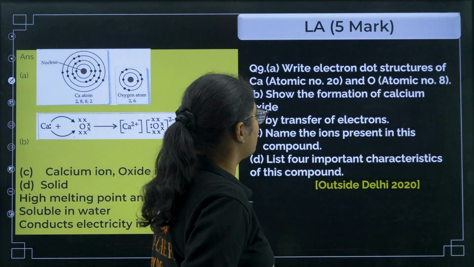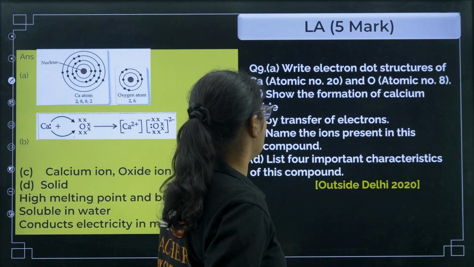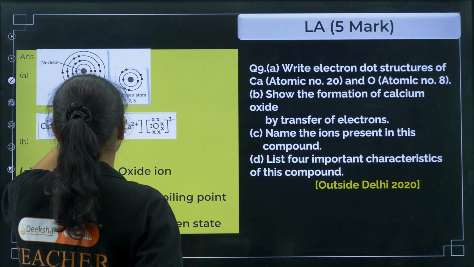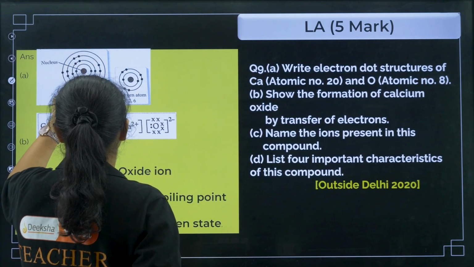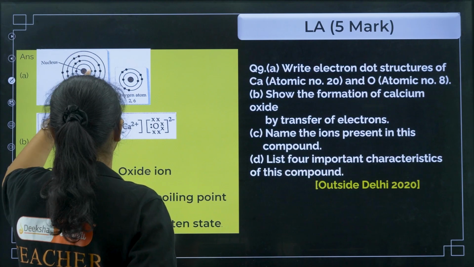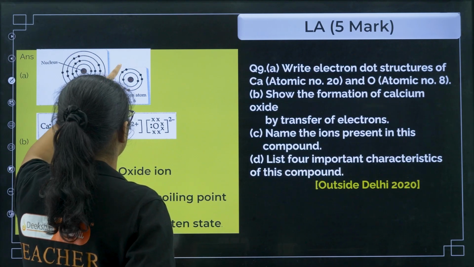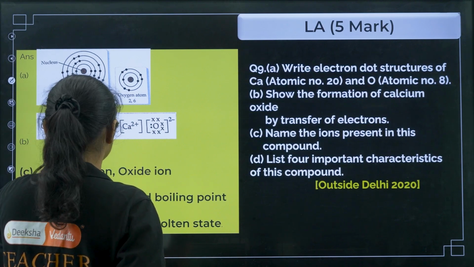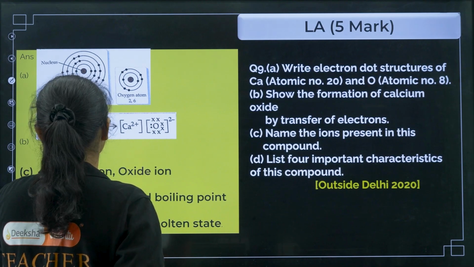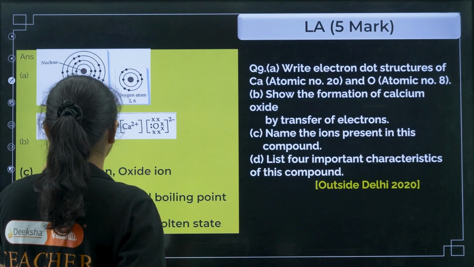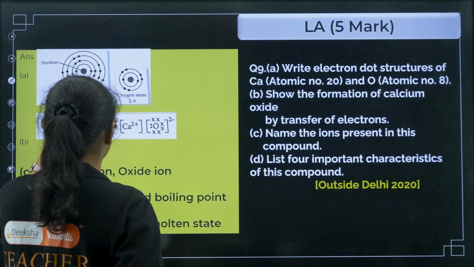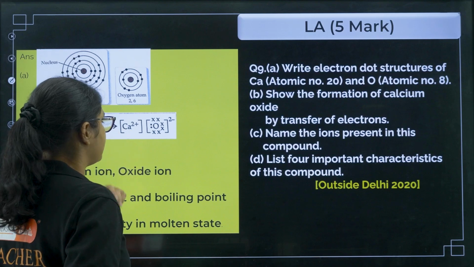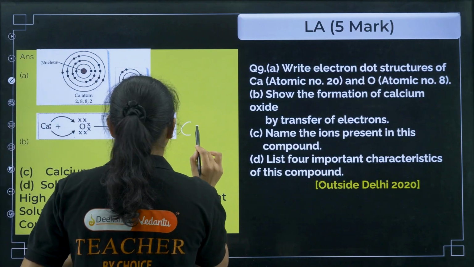Next, write the electron dot structure of calcium and oxygen, showing the formation of calcium oxide by transfer of electrons. So this is the electron dot structure of calcium: 2 electrons, then 8, then 8, and then 2 electrons. Similarly, oxygen has 2 electrons and 6 electrons. By the transfer of electrons, calcium donates 2 electrons to the oxygen, and we get Ca2+ and O2-, and the formula of the compound formed is CaO.